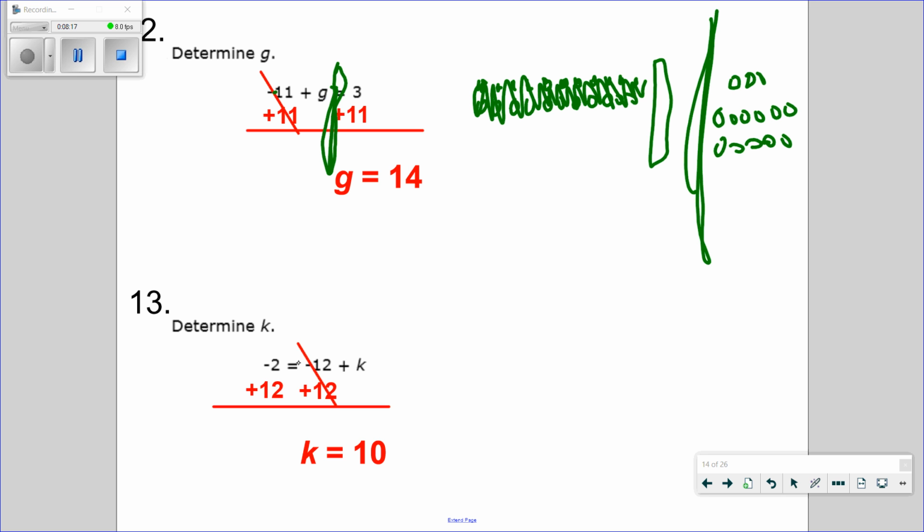And last but not least, here's the equal sign. Here's K. Is it isolated? No. How do I undo negative 12? Add 12 to both sides. Cancel. 12 with negative 2 is 10. K equals 10. And good luck on your test, upcoming test.